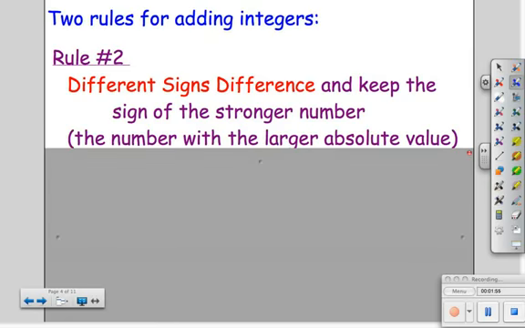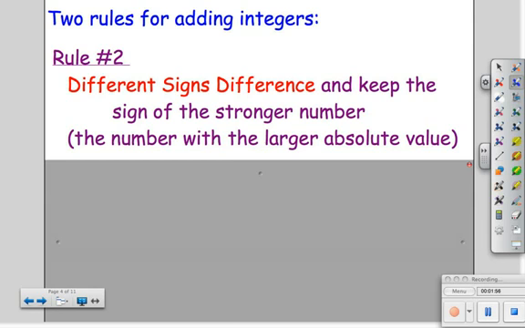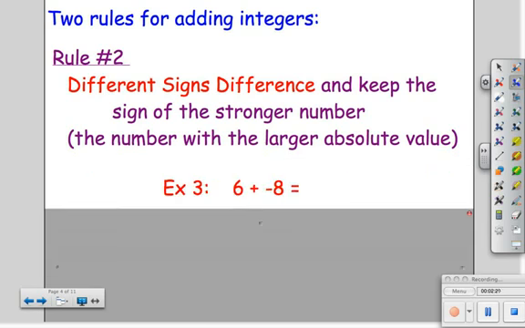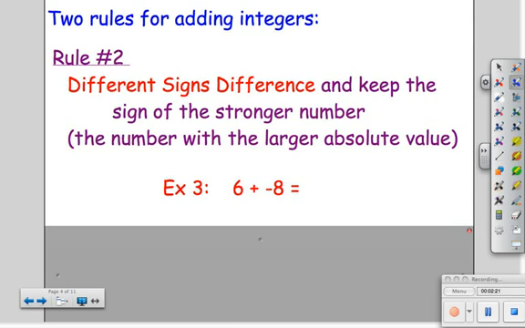For the second rule, you're going to go by different signs, difference, and keep the sign of the stronger number. And for the stronger number, I mean the number with the larger absolute value. So if you ignore the sign, which number's bigger? So different signs, difference. We're going to find the difference between the two, or we're going to subtract the two numbers.